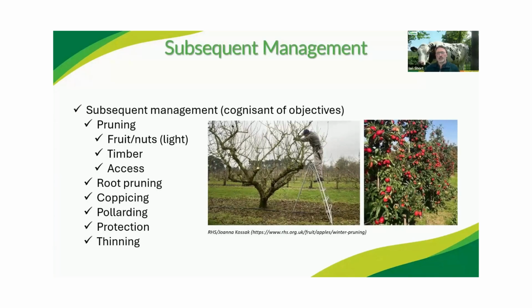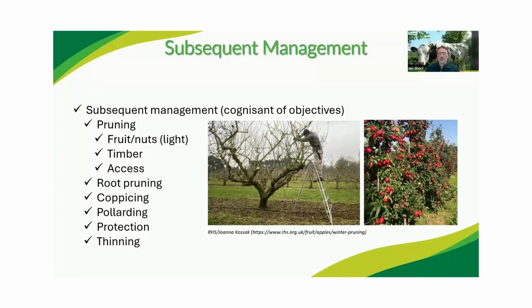So looking at some subsequent management. After we've done the formative shaping, we're then looking at other management, for example, pruning. So we might be pruning for timber, but we could also be pruning for fruit and nuts. And if you're pruning for fruit and nuts, you've got a different objective and different pruning techniques are required.